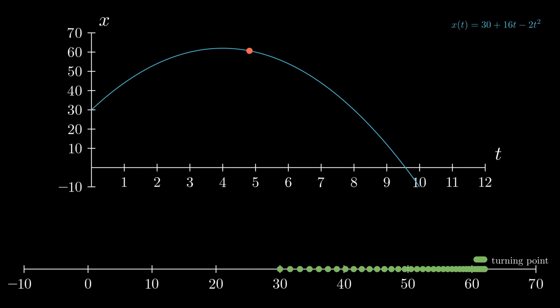A turning point is when the position changes from increasing to decreasing, or vice versa. For this function, there is a turning point at t equals 4, where the particle's velocity is 0 and its direction reverses.